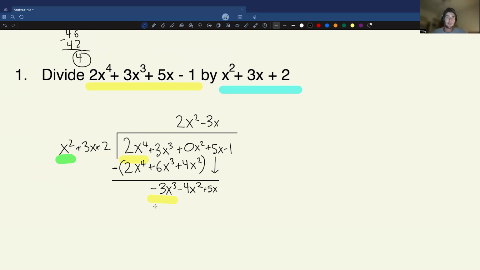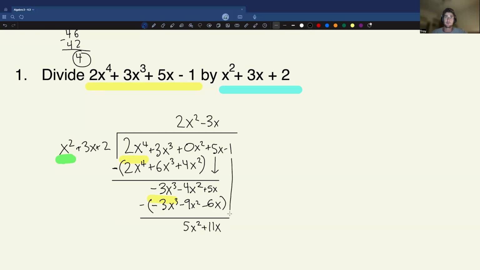And now we multiply it out again. So minus 3x cubed. Negative 3x times positive 3x is negative 9x squared. And then negative 3x times 2 is negative 6x. Okay, now we subtract these. And we're just going to keep doing this process. So these cancel, negative 4x squared minus negative 9x squared. So now we're adding 9x squared. So that's positive 5x squared. 5x minus negative 6x is positive 11x.